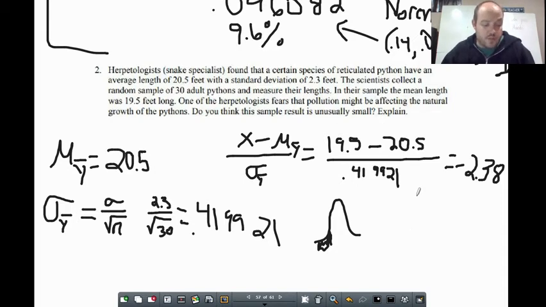Remember, if you're more than 3, then you are extremely rare. But in this case, we're just going to list ourselves as being unusual, which is all it asked about. So you would say, yes, this is unusually small. And for the explanation, you would say, because it's more than 2 standard deviations away. Cool? Great. Awesome.